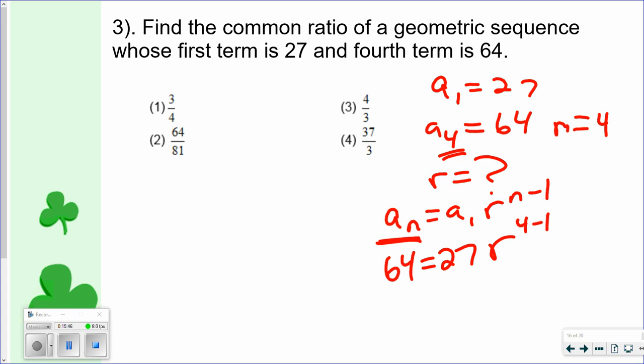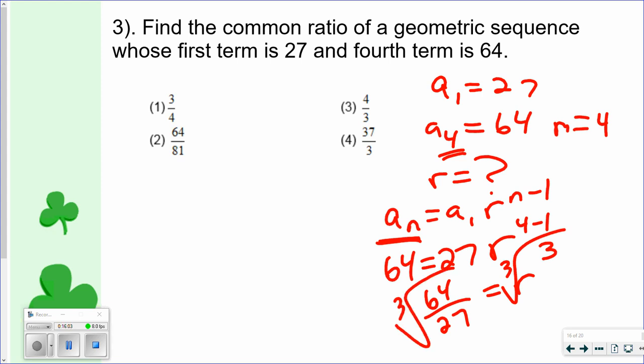And then I can solve this out. I can divide out the 27. I can do 4 minus 1. How do we get rid of something cubed? You can raise it to the 1/3 or take the cube root. That's the same concept. The cube root, those are both perfect cubes. 4 over 3.